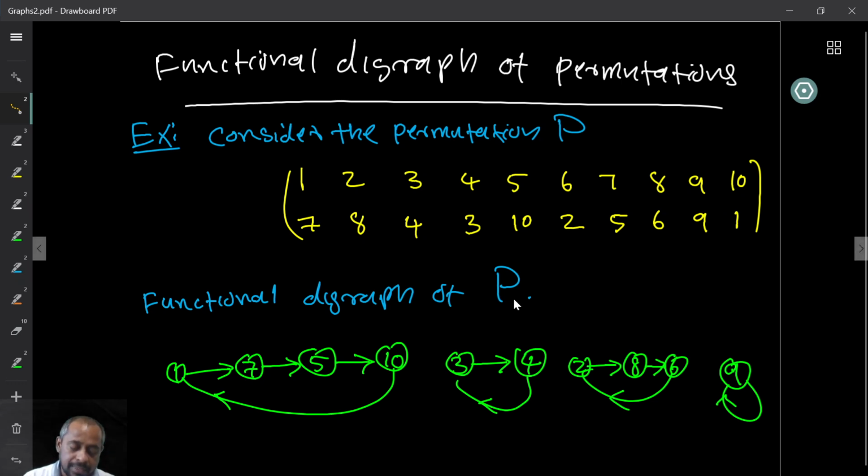So the functional digraph of P is like this. 1 goes to 7, then 7 goes to 5, and 5 goes to 10, and 10 goes to 1. Similarly, 3 is going to 4, and 4 is going to 3. And 2 going to 8, 8 going to 6, and 6 going back to 2. Similarly, 9 is mapped to itself, so you have a loop here. So you get this functional digraph of the permutation.